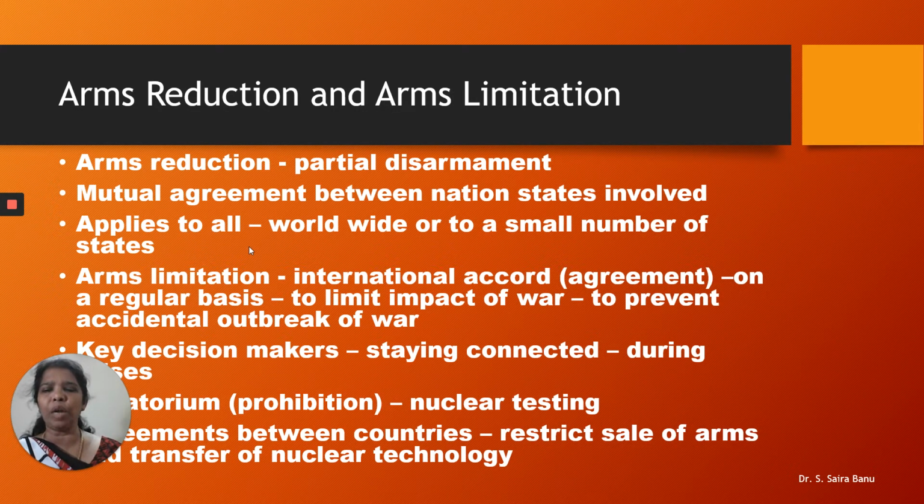Arms limitation tries to reduce, even if there is a war, even if weapons are used, the impact of war. The limitation also refers to the strategies adopted to prevent accidental outbreak of war. In the world you have key decision makers like USA, Russia, China, Japan, Australia, the first world countries. Only when they get involved does something big happen in the world. So they all stay connected during times of crisis, and there are steps taken for moratorium.